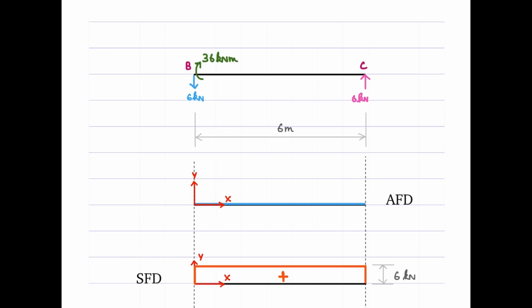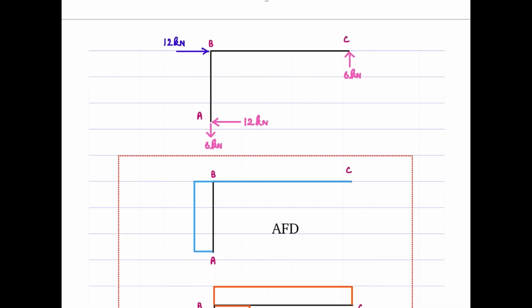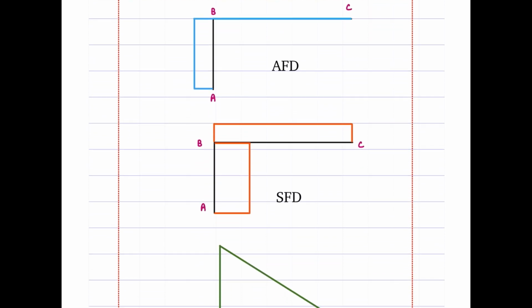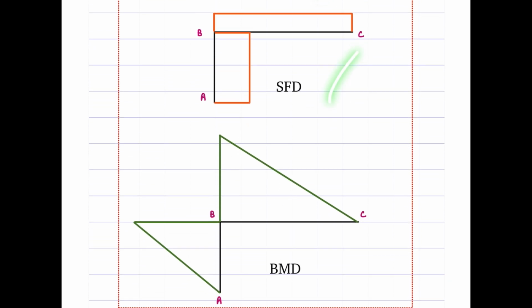That's all. This completes the construction of these internal stress resultants for each element. Join them together, combine them, you get the axial force diagram, shear force diagram, and bending moment diagram.